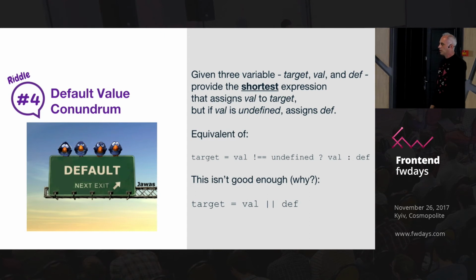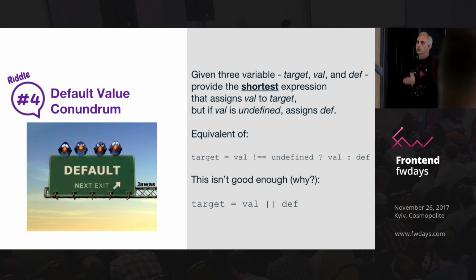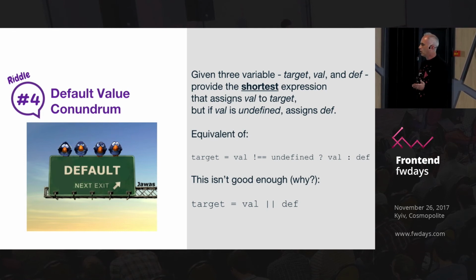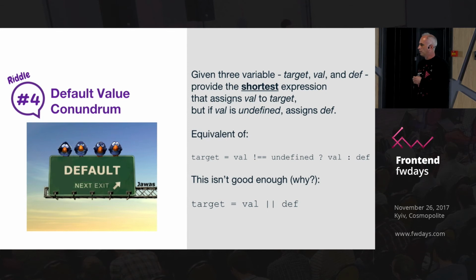Correct. If val is any falsy value, it can be actually the value false or 0 or empty string, it will all translate to false, and we will get def instead, where I specifically stated that I want to do this only for undefined.